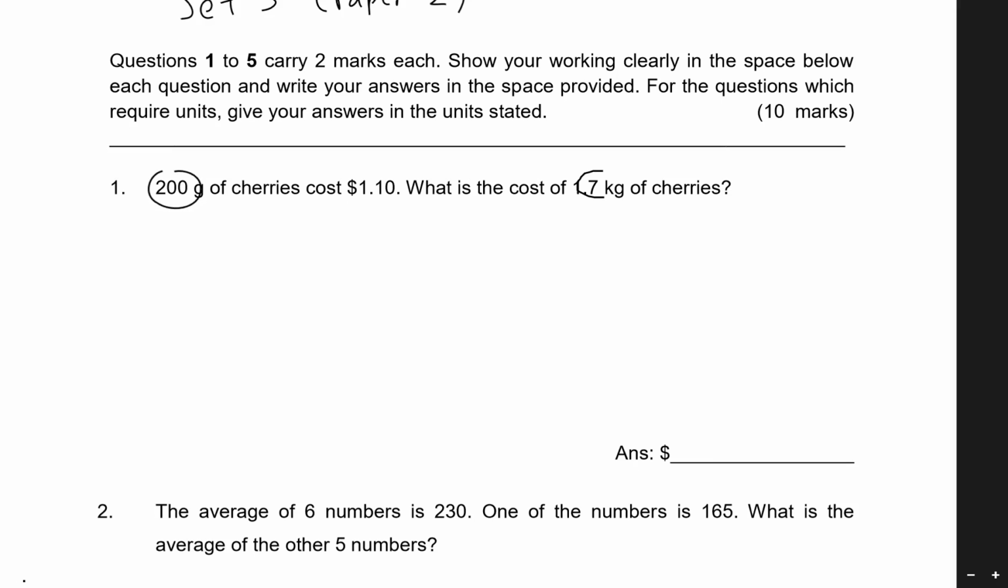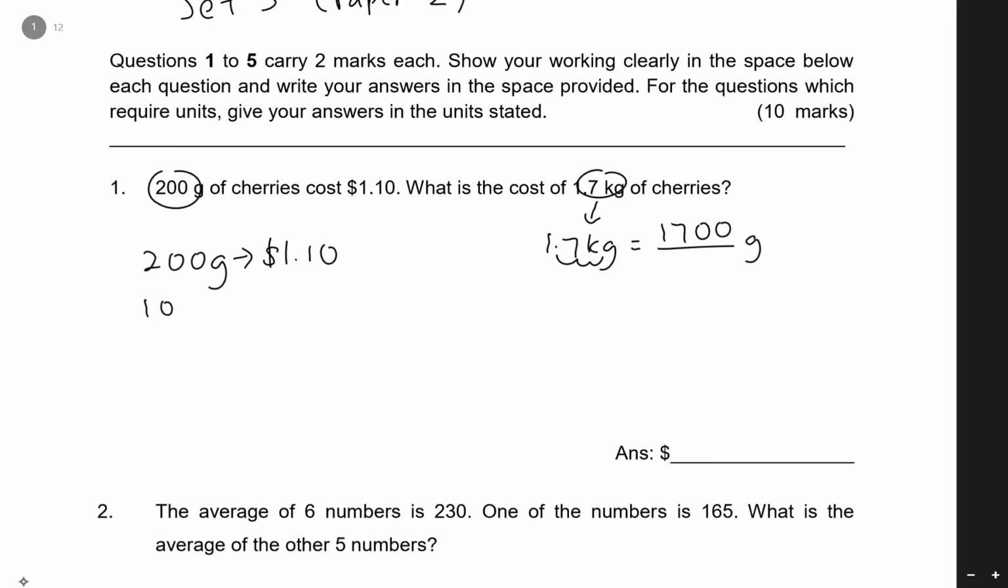So in grams and in kg, so logically 1.7 you will want to change it to grams. Big to small units you actually multiply by 1000. So 1, 2, 3, 1700 grams. Okay, let's start. 200 grams is $1.10, right? So just find for 1 unit, which is 100 gram. $1.10 divided by 2 is 0.55. Alright, so you have got 1700 grams.